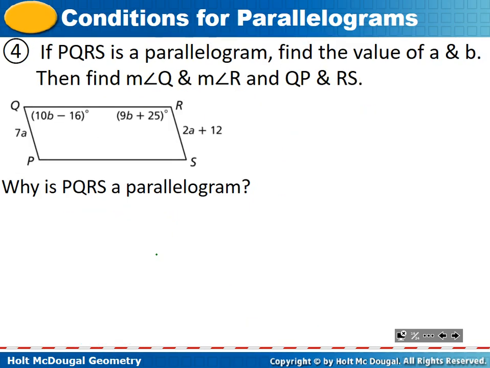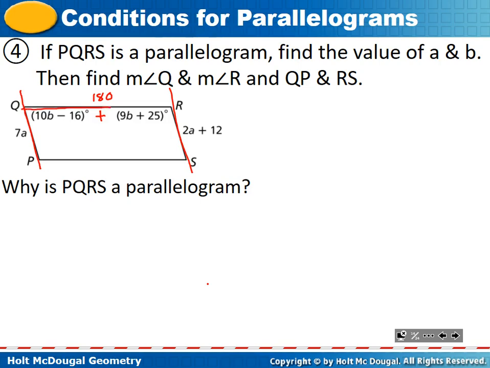So number 4 says, if PQRS is a parallelogram, find the value of A and B, then find the measure of angles Q and R and sides QP and RS. So let's look again at what we have. I'm going to look at this property up here first, that when I add these two angles together, they equal 180. What we need to determine is if this is parallel with this.